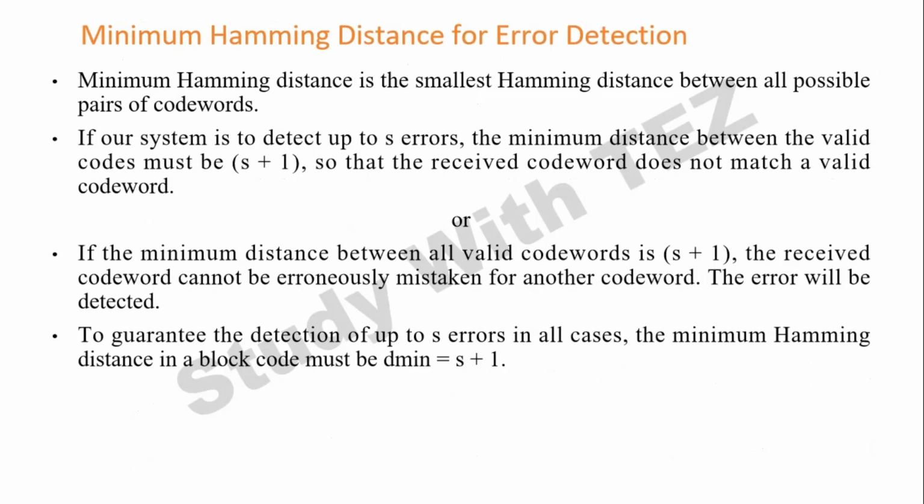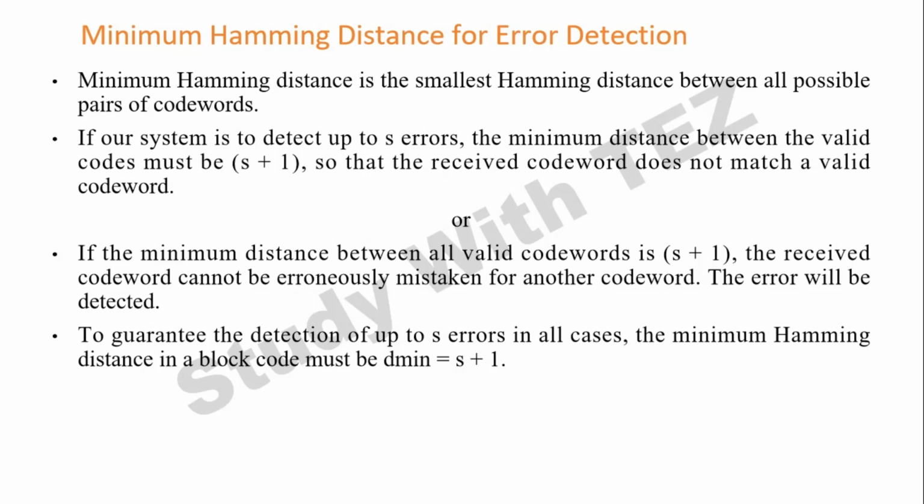What is minimum Hamming distance then? Minimum Hamming distance is the smallest Hamming distance between all possible pairs of code words. If our system can detect up to s errors, it simply means that the minimum distance between two valid code words will be one more than the number of errors. So, for example, if it can identify 2-bit errors, then d should be 3, so that the received code word does not match the valid code word at all.